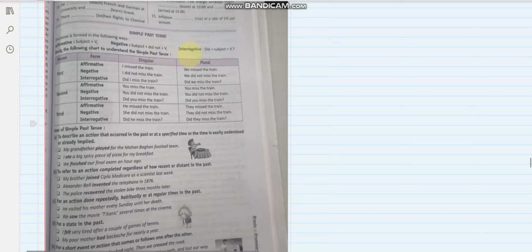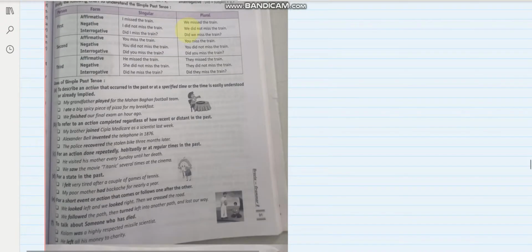And similarly, when we are converting it into interrogative, we did not miss the train. Did I miss the train? A question mark. So this is interrogative. Or did we miss the train? Right. Similarly, in the second person, you missed the train.